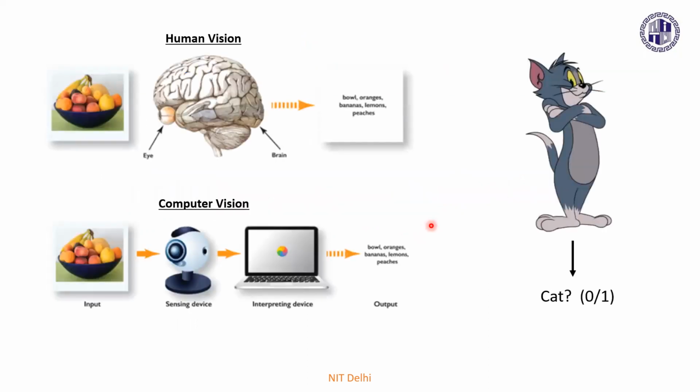Here we can see the comparison between human vision and computer vision. So there is an image as an input. In human vision, the processing is done by the brain and the eye, which gives the output. In computer vision, the processing is done by the computer or some sensing devices like cameras to recognize this image and give the required output. So the basic functionality of computer vision is to recognize an image. So for this image, is it a cat or not.